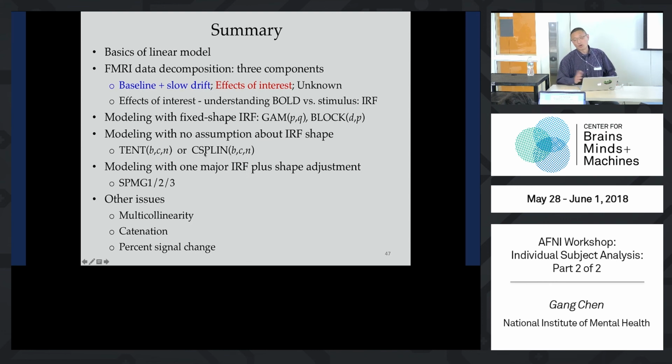Second approach, we don't make any strong assumption about the shape. Instead, we try to pull out the shape information from the data. We trust the data, right? So in AFNI we use either multiple tents or the cubic spline. The difference between the two is pretty negligible.